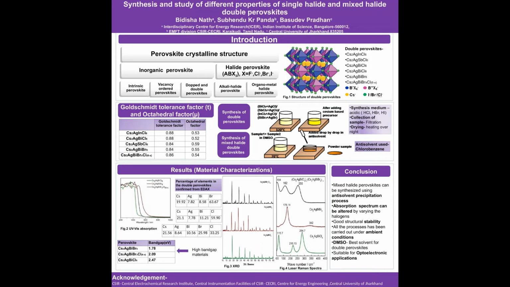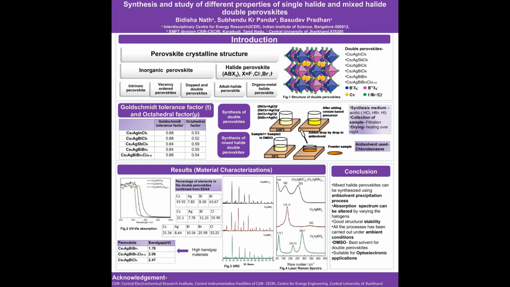So finally, talking about the conclusion, mixed halide perovskites can be synthesized using the anti-solvent precipitation process, which is actually a very easy process, and powder sample can be collected. All the processes are carried out in ambient condition.